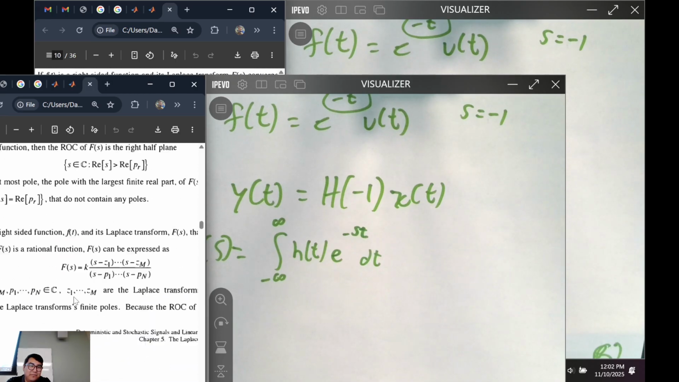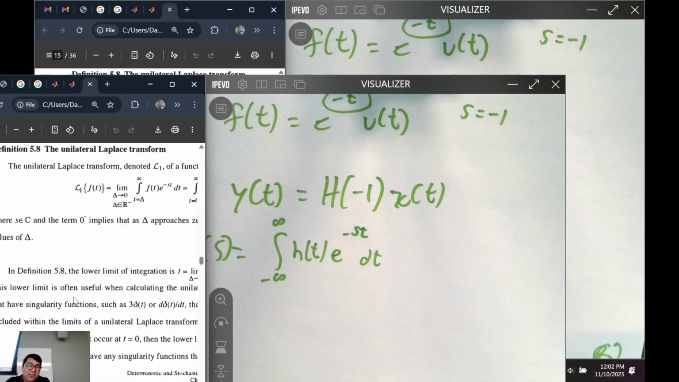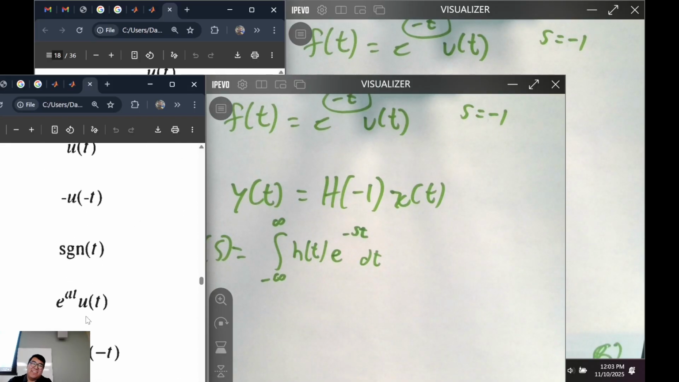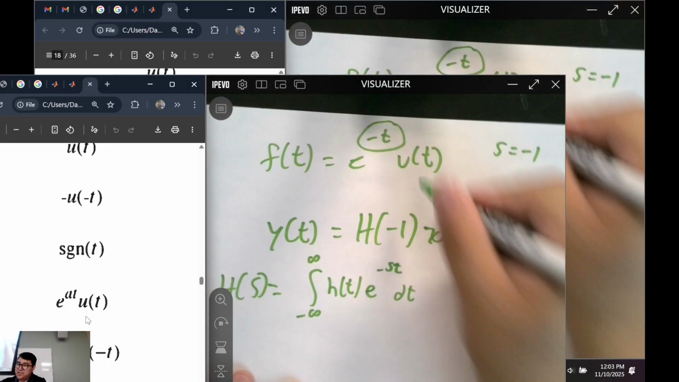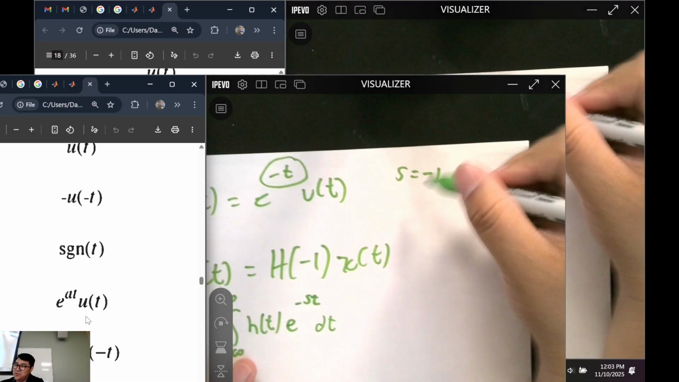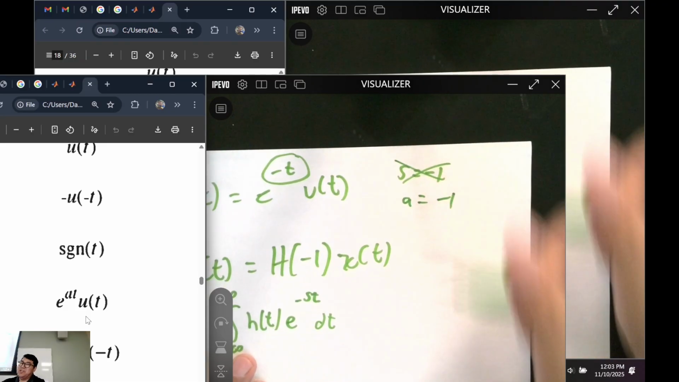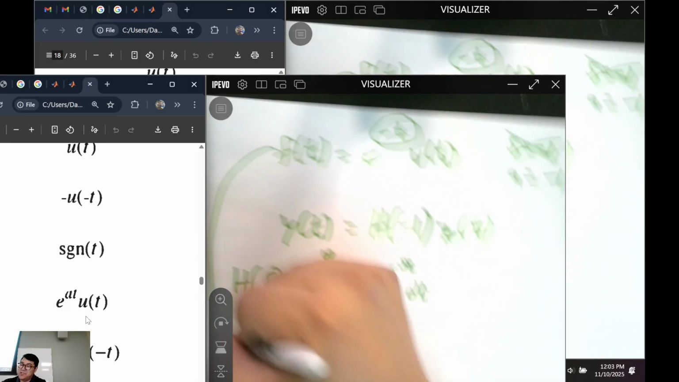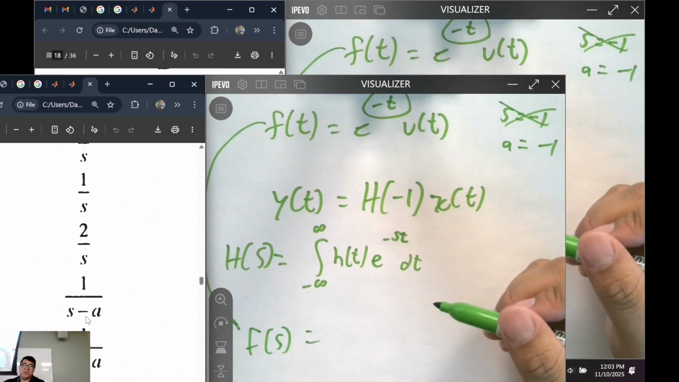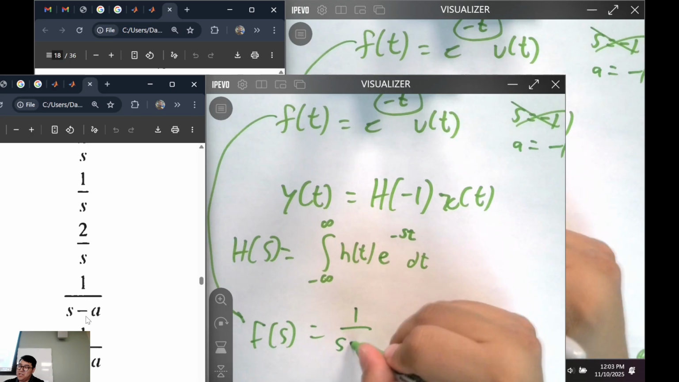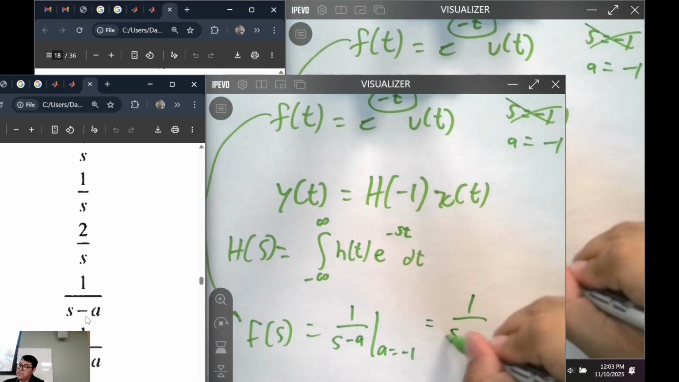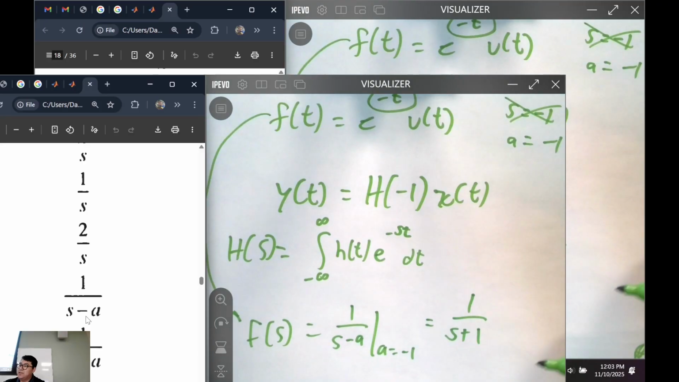Let me show you. So if you wanted to do your homework, here's your answer. See that right there? e to the minus t, u of t, correct? Where if I were to cross this out, a is equal to -1, is that good? Then what's the Laplace transform? F of s, right? Just look at your Laplace transform table. It's going to be 1 over s minus a, and when a is equal to -1, that is 1 over s plus 1. Is that good?